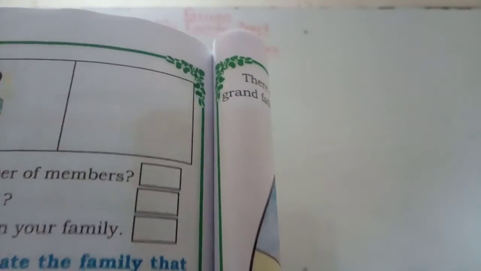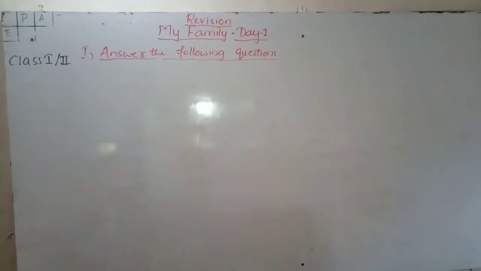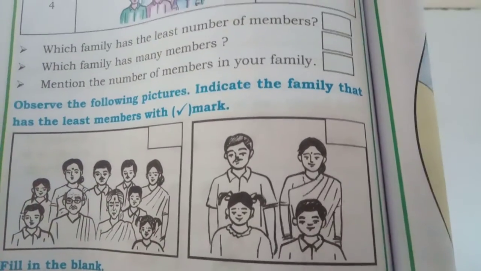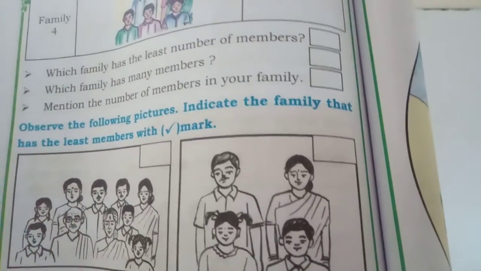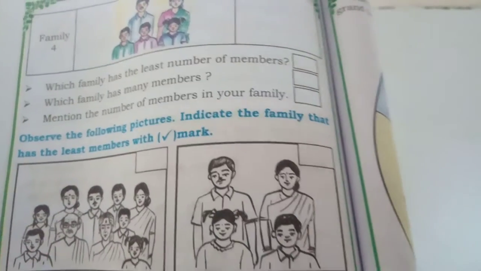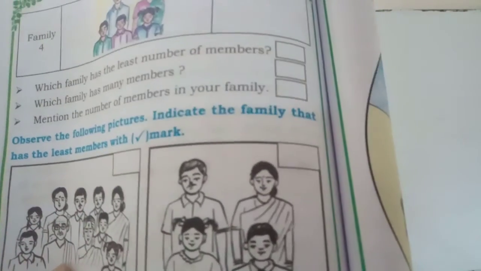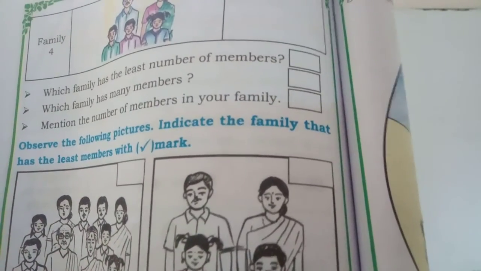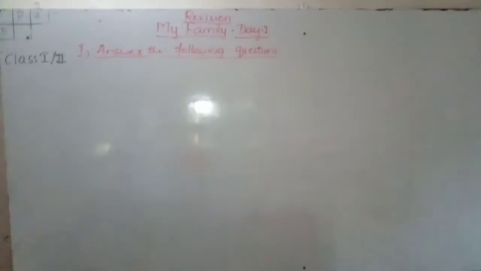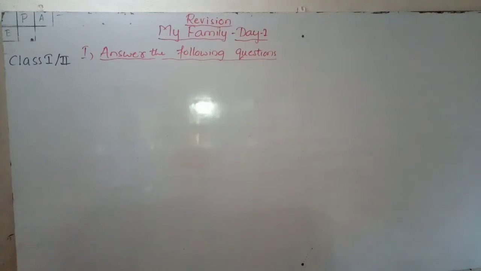Now here 2 more families are given. 1, 2, 3, 4, 5, 6, 7, 8, 9, 10 members are there in one family and 4 members in the second family. Identify the family that has the least members with a right mark. The second family has fewer members, so you can put a right mark in the column. Understood?